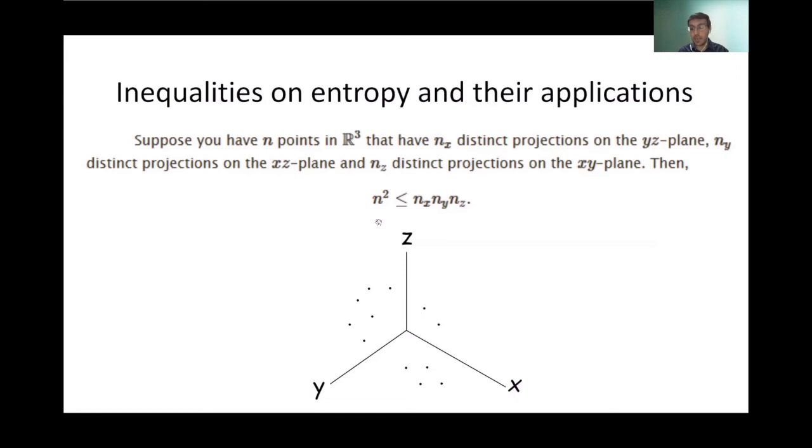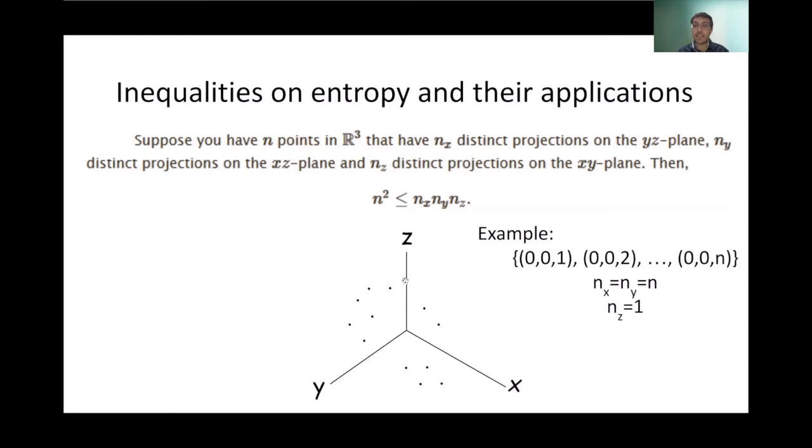So here is an example. Suppose these are your endpoints: (0,0,1), (0,0,2), up to (0,0,N). These are the coordinates of the endpoints. If you project along the z axis, the projection of the point (0,0,1) would be just (0,0). The projection of (0,0,2) would also be (0,0), and the last point, its projection along the z axis to the XY plane, would also be (0,0). So there is just one distinct projection, so NZ is one. But if you project along the Y or X axis, you get N distinct points. So in this case, NX and NY are both equal to N, and NZ equals one. So NX times NY times NZ would be N squared, and this inequality holds with equality in that case.